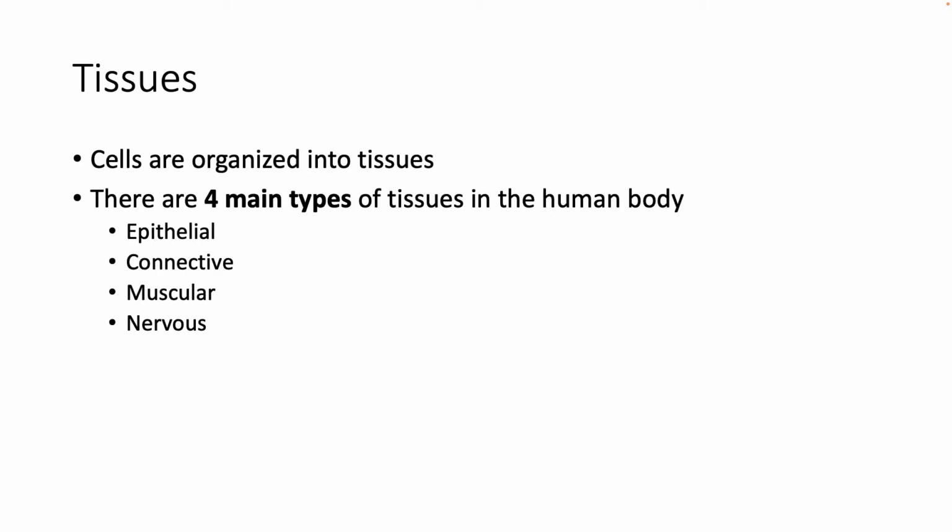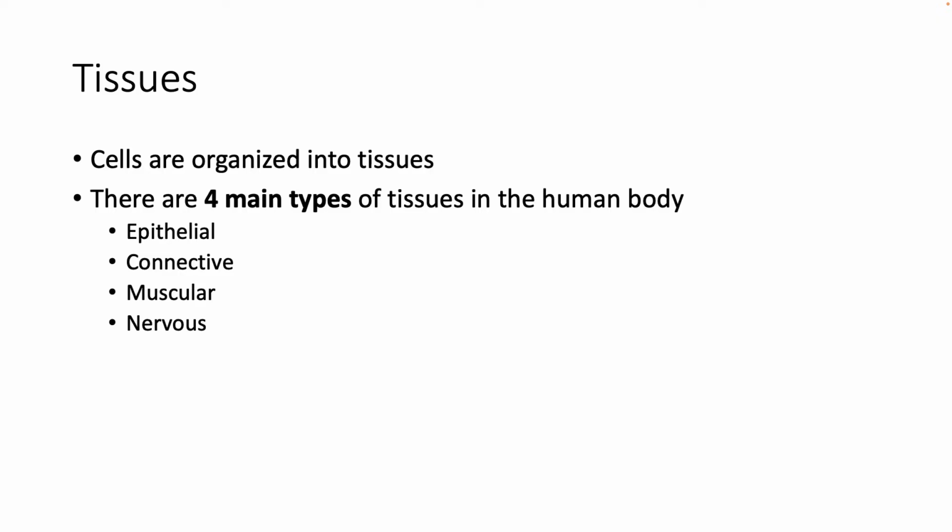So if you remember back to maybe chapter 1 or 2, you will remember that tissues are actually formed by groups of similar cells that are organized for a common purpose. And there are 4 main types of tissue in the human body.